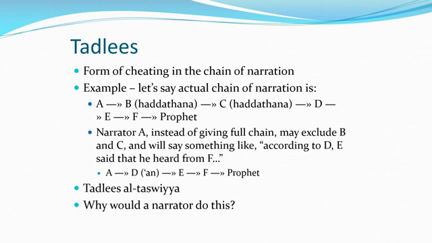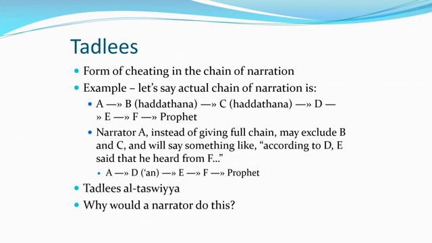Now, why would narrator A do such a thing? Well, there are a variety of reasons that have been proposed by the scholars. One reason, which is the most sinister, is that narrators B and C are weak. They don't meet the requirements of adl and dhabt, and if they were in the chain, the hadith would be classified as a weak hadith.